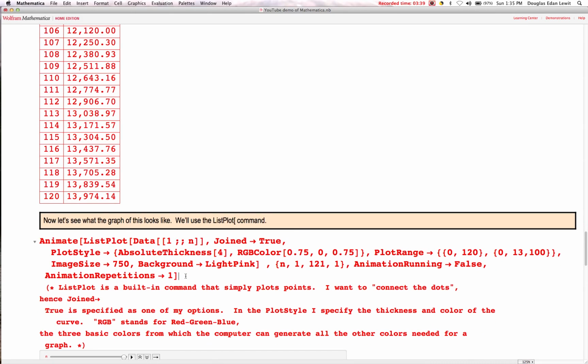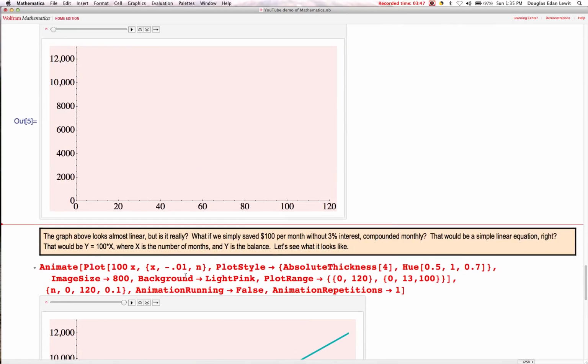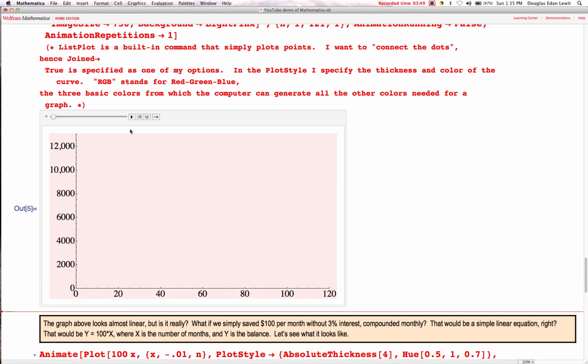Now, let's see what this actually looks like. What does this picture look like if we plot these numbers? It seems to resemble a straight line, but not really. The graph above looks almost linear, but is it really?